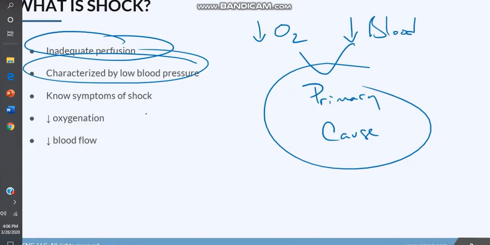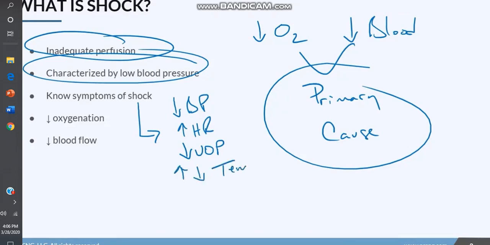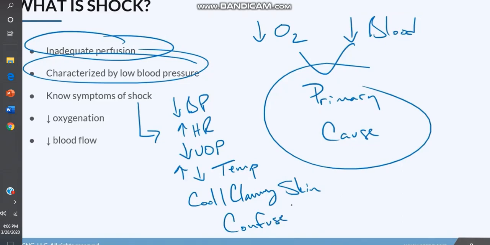So let's go over a couple of symptoms. You can have low blood pressure, you can have an increased heart rate, you can have decreased urine output, UOP, that's what that stands for. You can have high or low temperatures for patients. They can have cool or clammy skin. And they can also have a change in mentation, like they could be confused or disoriented, any one of those things, or even a change in consciousness. So pay attention to these signs because they could be pointing you to early signs of shock.